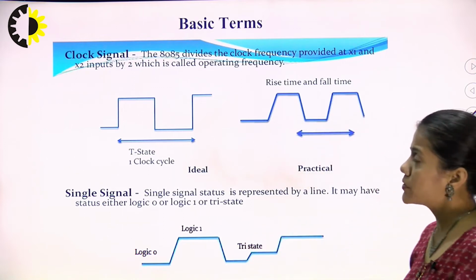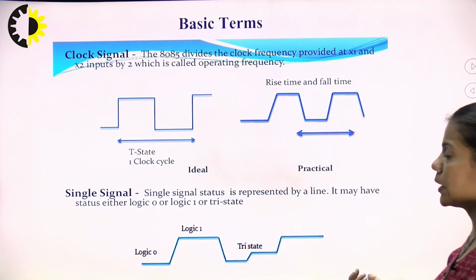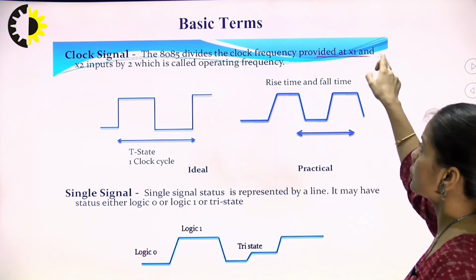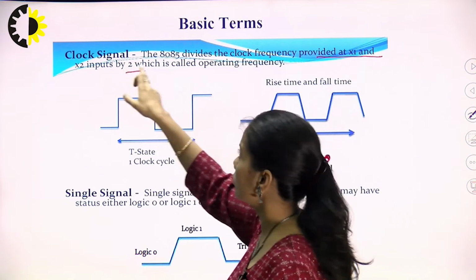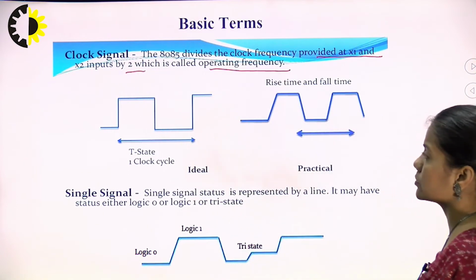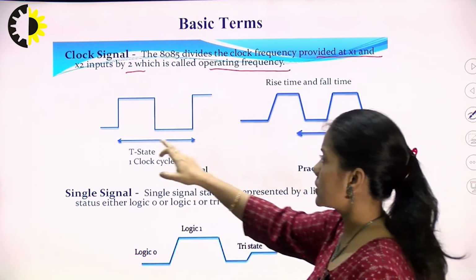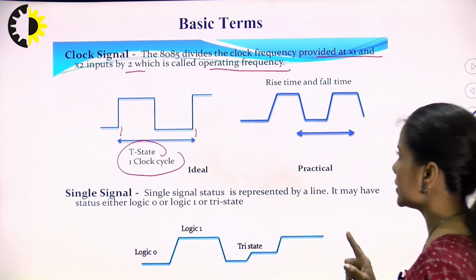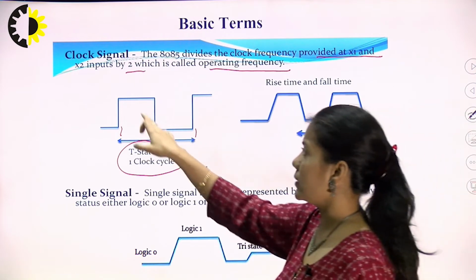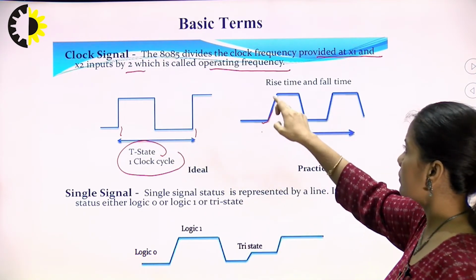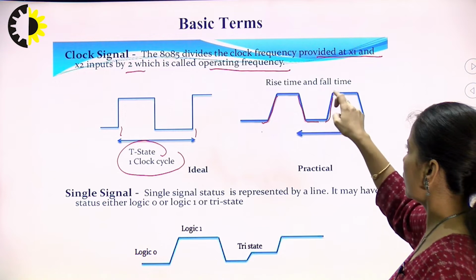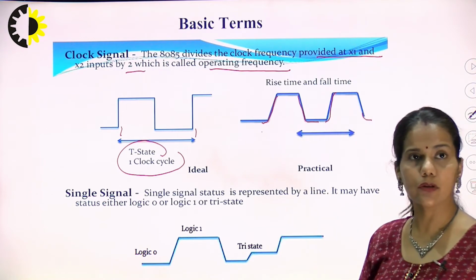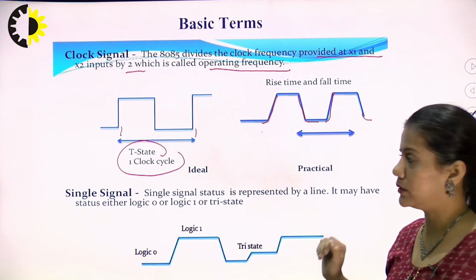Other basic terms which are considered while studying the timing diagram is the clock signal. 8085 divides the clock frequency provided at X1 and X2 inputs by 2, which is called operating frequency. So, this one cycle represents one clock cycle, or we say one T state. Ideally it looks like this, but practically there is some error on the rising and the falling edges. So, these rising and falling edges are not straight practically.